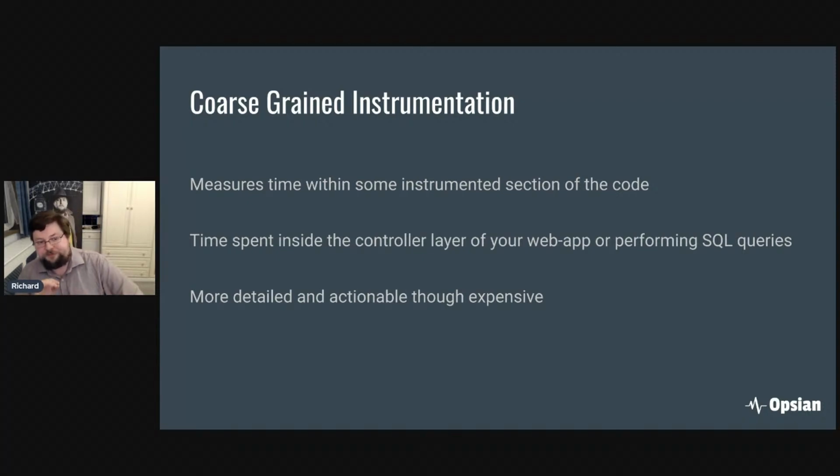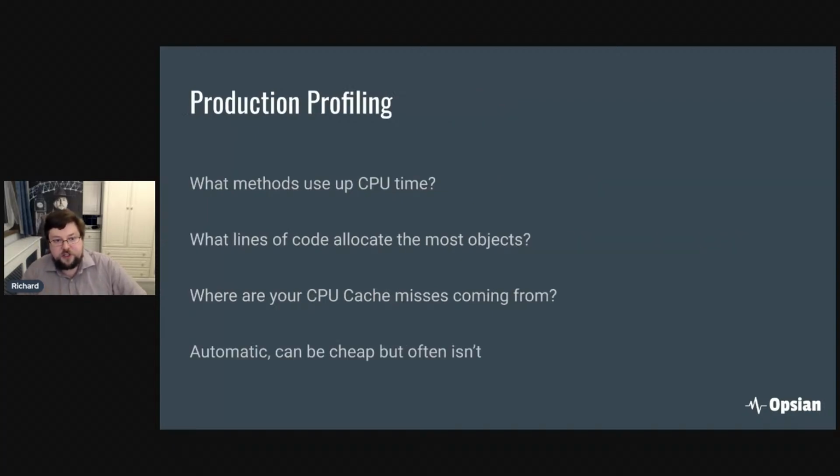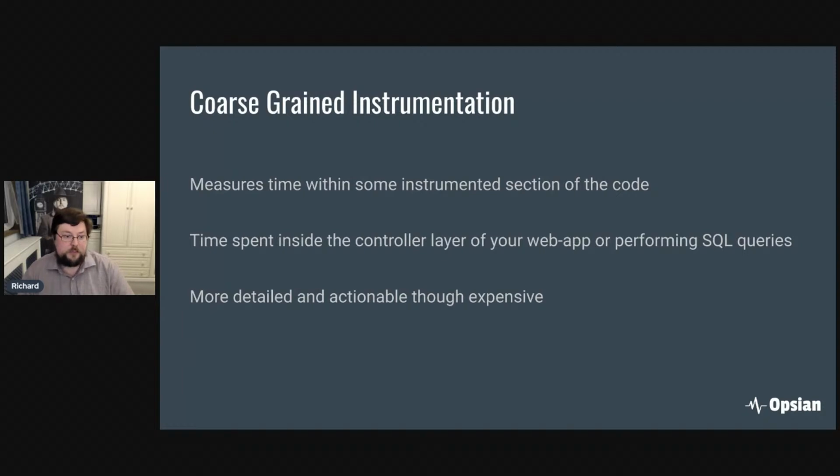But the problem is that the more you add instrumentation to your system, the slower that results in your system becoming. So the more overhead you're bearing. And when you're trying to speed your system up, you don't want to have lots and lots of overhead in terms of your production monitoring tooling. But it can still be useful for things like how much time did you spend inside the control layer of your web app, or how much time did you spend performing SQL queries, things like that.